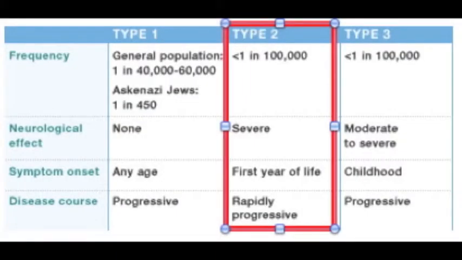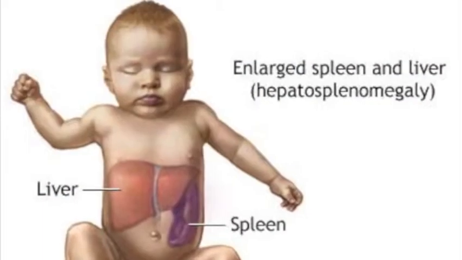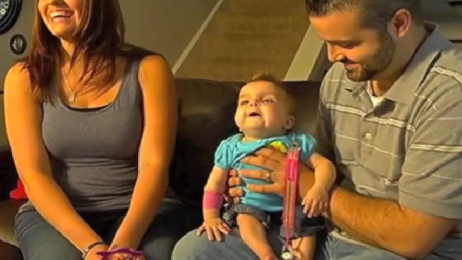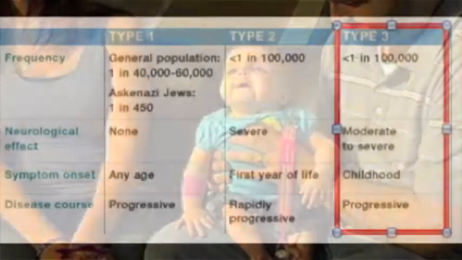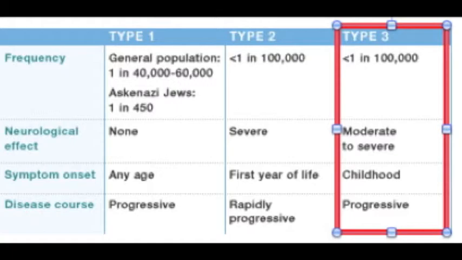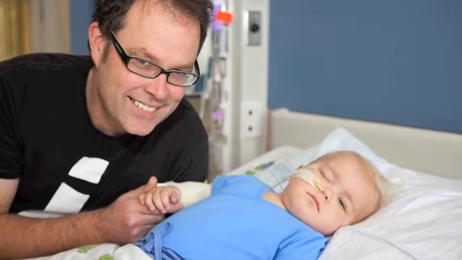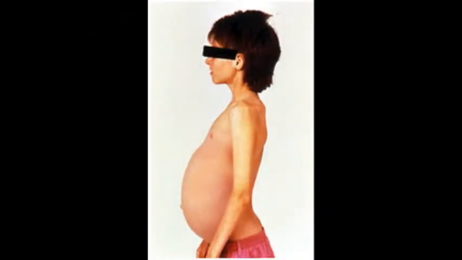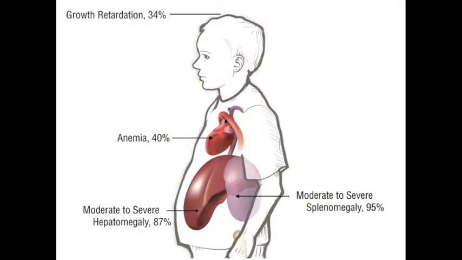Type 2, or acute infantile neuropathic Gaucher's disease, develops in infancy and generally leads to death by 2 years of age. Type 2 involves extensive and progressive brain damage and spleen and liver enlargement. Type 2 occurs in approximately 1 in 100,000 live births. And type 3, or chronic neuropathic Gaucher's disease, progresses more slowly than type 2 and can occur in early childhood or adulthood. Symptoms of this type include gradual brain damage, seizures, and enlarged spleen and liver.